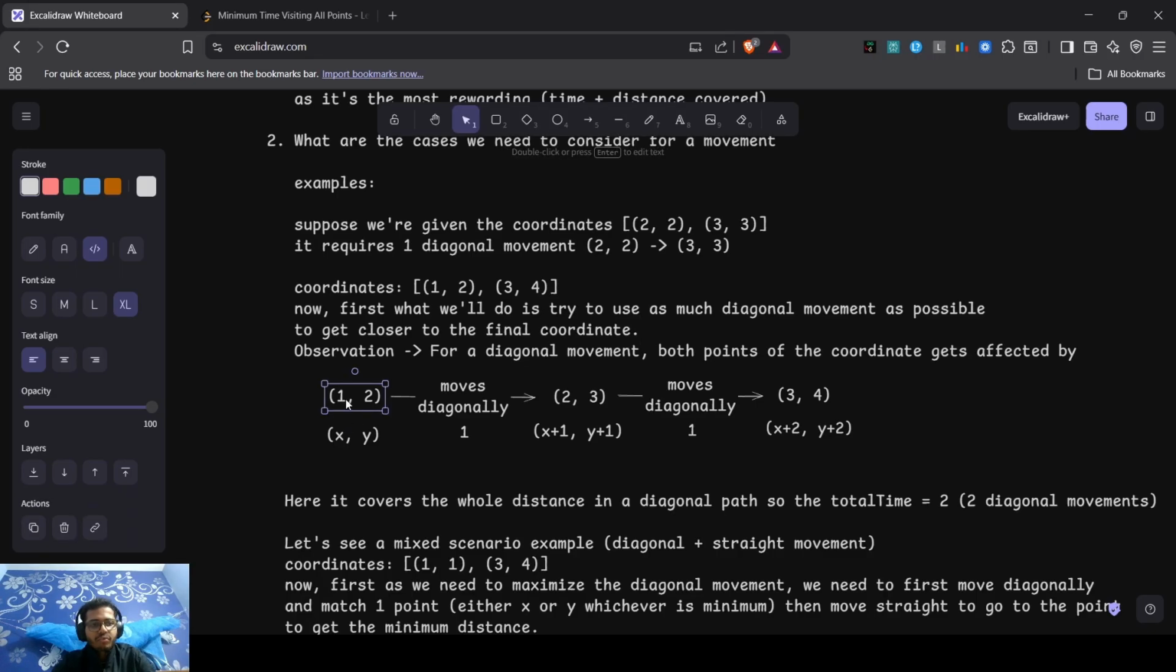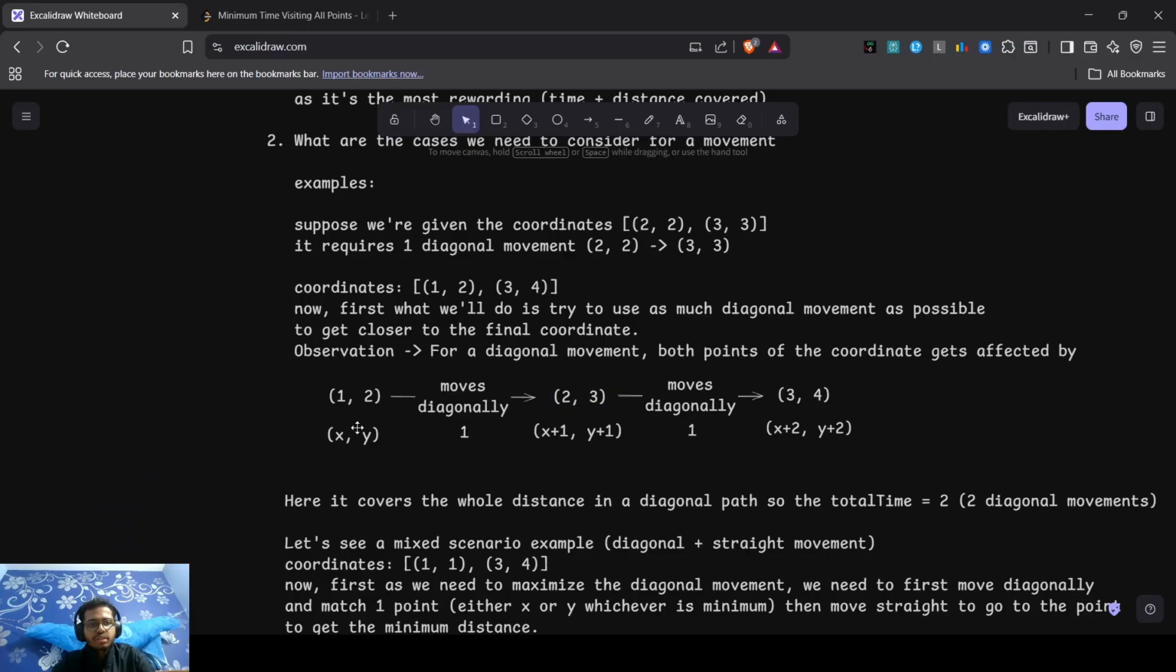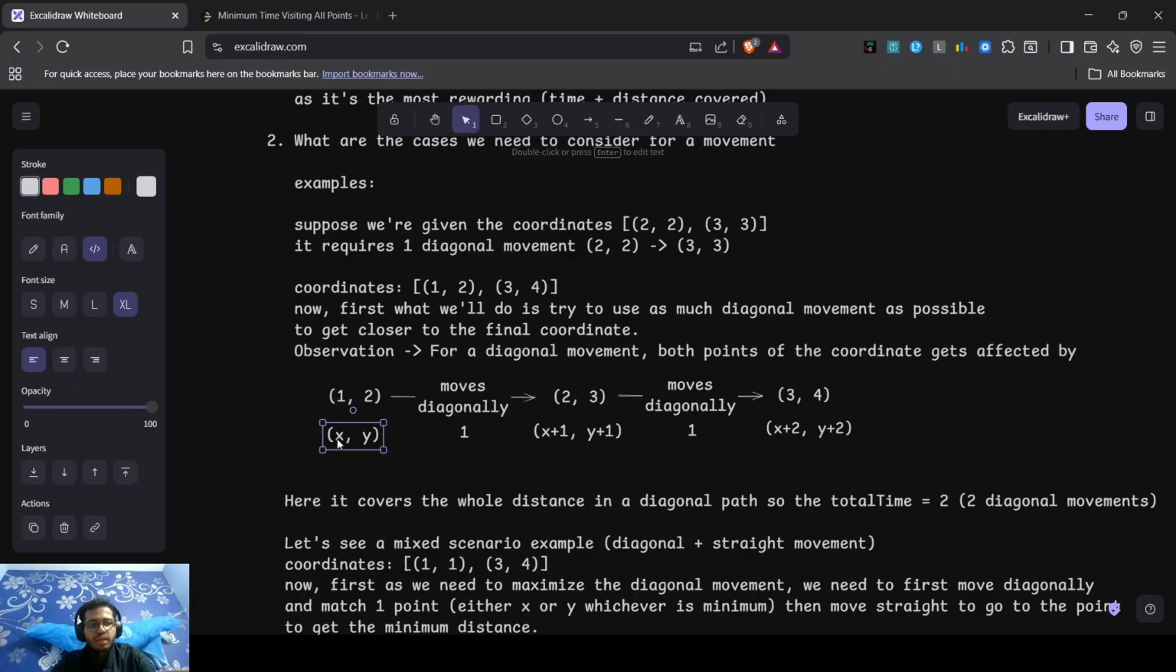So the observation is that for diagonal movement, both points of the coordinate get affected. Let's see how it works. From point 1, comma 2, it moves diagonally, it goes to point 2, comma 3. The x comma y, both are increased by 1. So 1 is increased by 1, 2, and 2 is increased by 1, 3. So 1, comma 2 goes to 2, comma 3. This is how a diagonal movement works. It goes from x comma y to x plus 1 comma y plus 1.